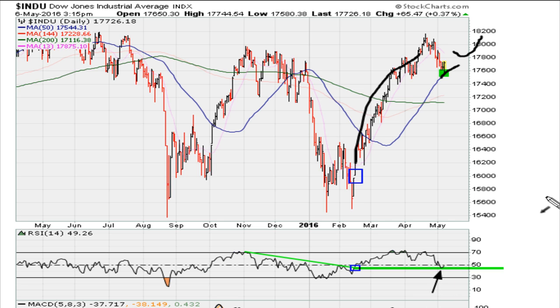So as long as the daily is looking constructive, we have to assume that the market wants to bounce, and we can only turn bearish on the daily when we finally break through the 50-day moving average, or if and when we break through this green line of RSI daily support.